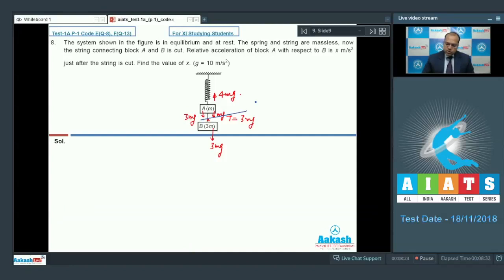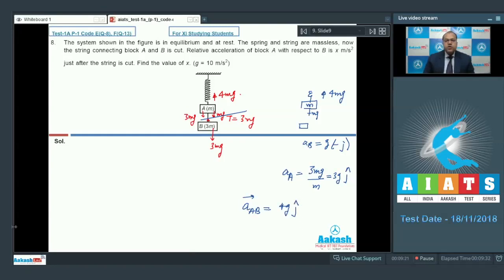Now the string is cut. When the string is cut, the acceleration of B will be g into minus j cap. For the forces acting on block A, its own weight is mg, and the spring force at that moment will remain the same, that is 4 mg. So the acceleration of block A at that moment is 4 mg minus mg, that is 3 mg, divided by mass m, which is 3g, in the j cap direction. The relative acceleration of block A with respect to B will be 4g into j cap. It is given in the question as x meter per second square. Substituting the value of g, it comes out to be 40 j cap meter per second square.